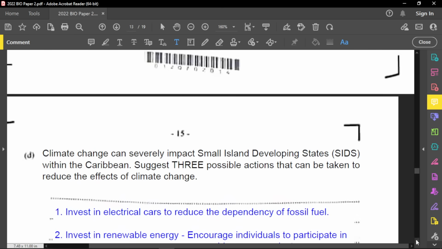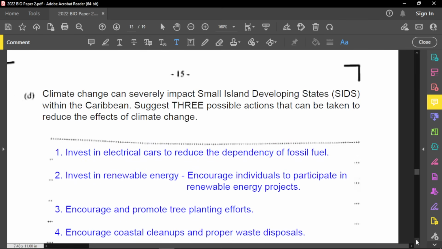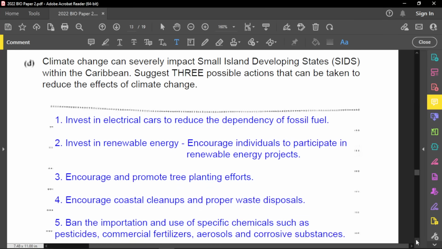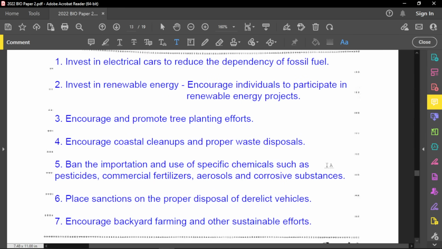All right, let's jump into part D. Climate change can severely impact small island developing states, which are called SIDS, within the Caribbean. Suggest three possible actions that can be taken to reduce the effects of climate change. And so some of the things that we can do here to reduce climate change is one is to invest in electrical cars to reduce the dependency on fossil fuel.